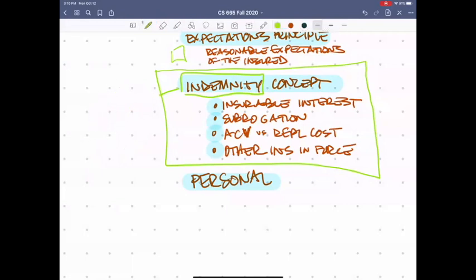Like today, did anybody see any hail? There was hail a little bit on the west side of town. And so what happens whenever it hails outside?